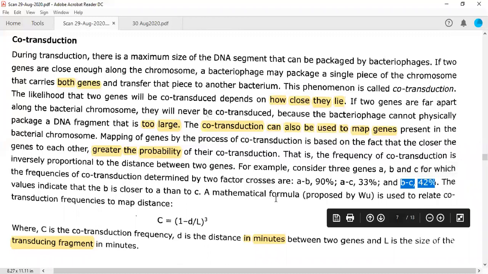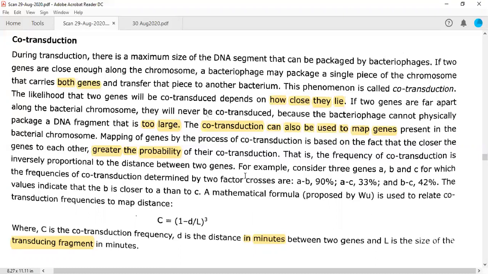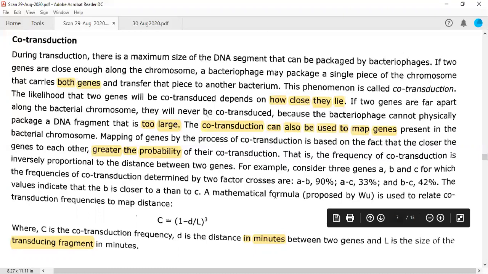So I hope you are able to understand this, that they are telling us that A and B genes are very close to each other, therefore they are having more frequency, because this is inversely proportional to the distance. If the distance is less, the probability will be more. Then B and C are close, and A and C are distant, therefore they are having less probability of co-transduction. The values indicated that B is closer to A than C, and with the mathematical formula we can map the distance like this.